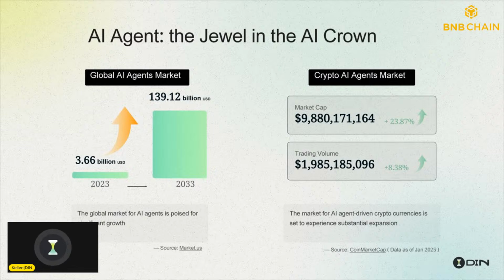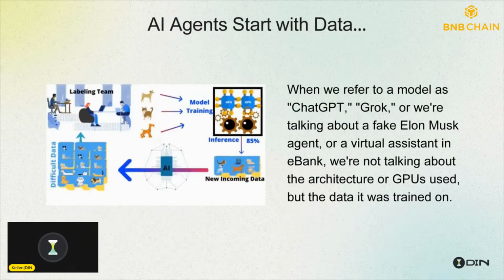So now here is the key question, like what powers AI agents? I think the answer is simple, it's data. So let's go through the AI agents. We can see they start with data. Every intelligent system from ChatGPT to Grok, from a fake Elon Musk chatbot to your bank's virtual assistant, is only as good as the data.